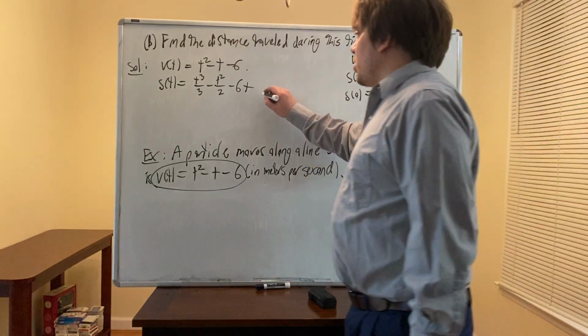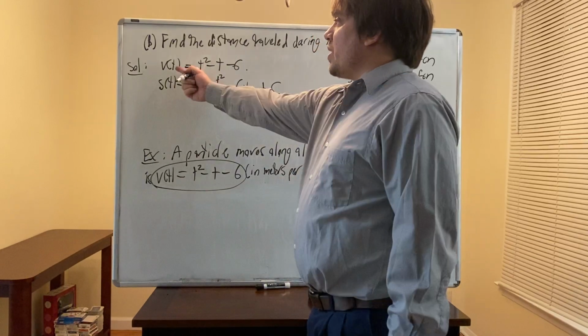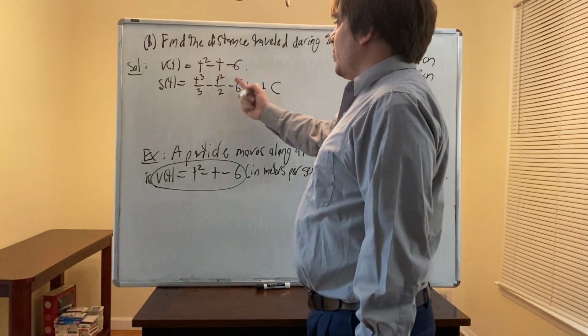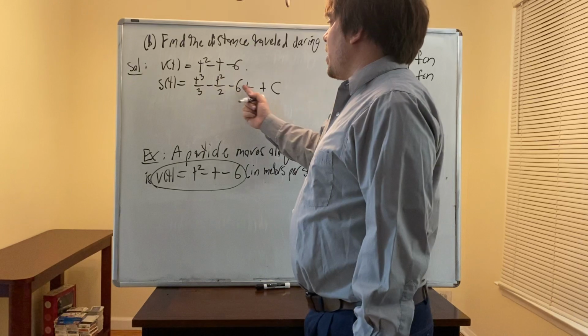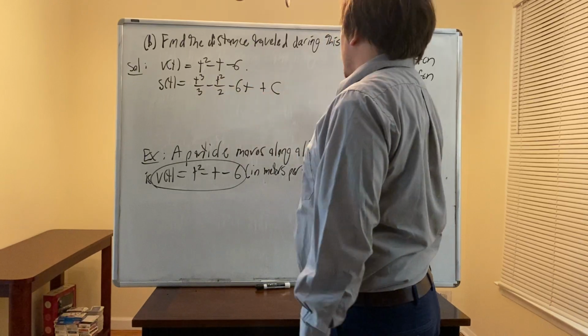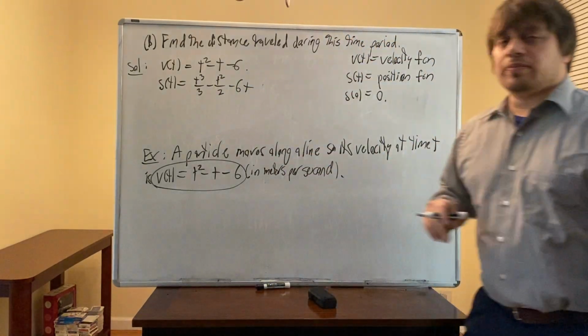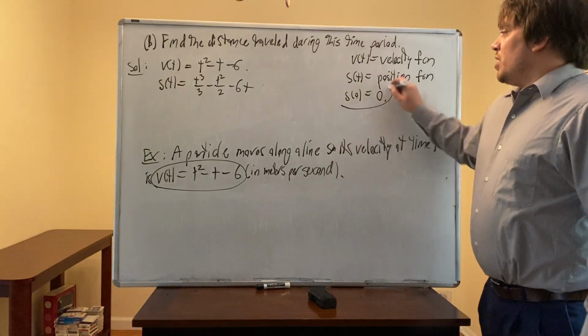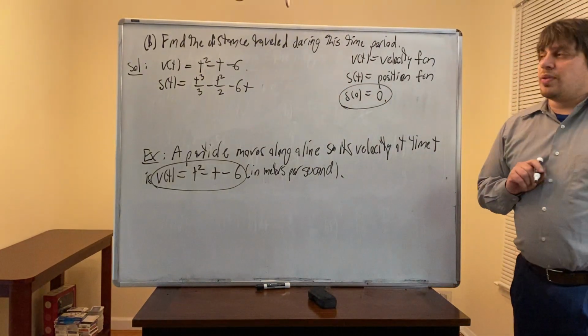And so when we have a plus c here, because it's an antiderivative of v of t, if I were to plug in 0, I would get 0 plus c, which I want to be 0. So the c is 0 by this given, by what I'm putting here. I'm saying we're starting at 0.